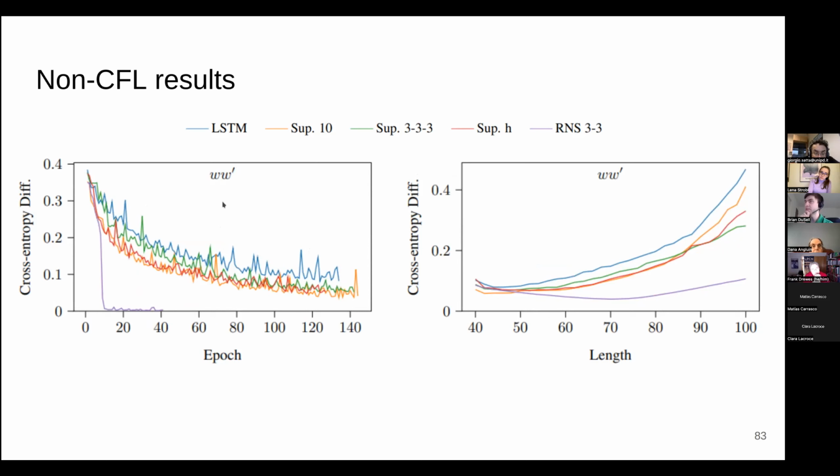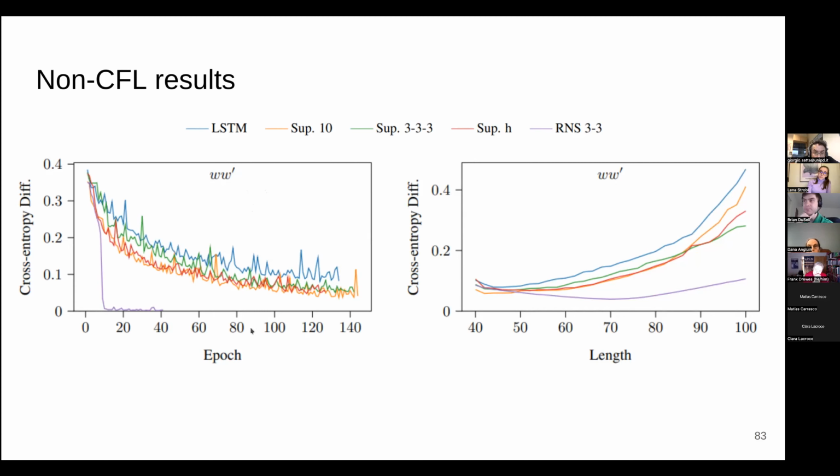The next language is this W prime, where W is a binary string and W prime is the same string, but every 0 has been replaced with 2 and every 1 has been replaced with 3. So it's the same as W, but the difference is that it has a different vocabulary. And this is analogous to cross-serial dependencies in Swiss German, where the first W would be nouns and the W prime would be verbs that agree with those nouns.